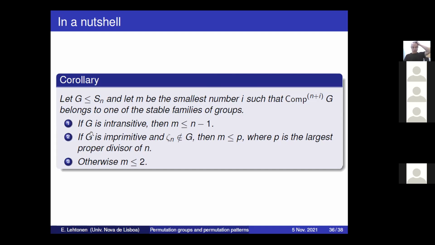And if G is intransitive, then the convergence rate m is at most n-1. If G is imprimitive and the natural cycle is not in G, then m is at most the largest proper divisor of n, and in all other cases, m is at most 2. And of course, we described exactly what the groups are in these compatible classes.